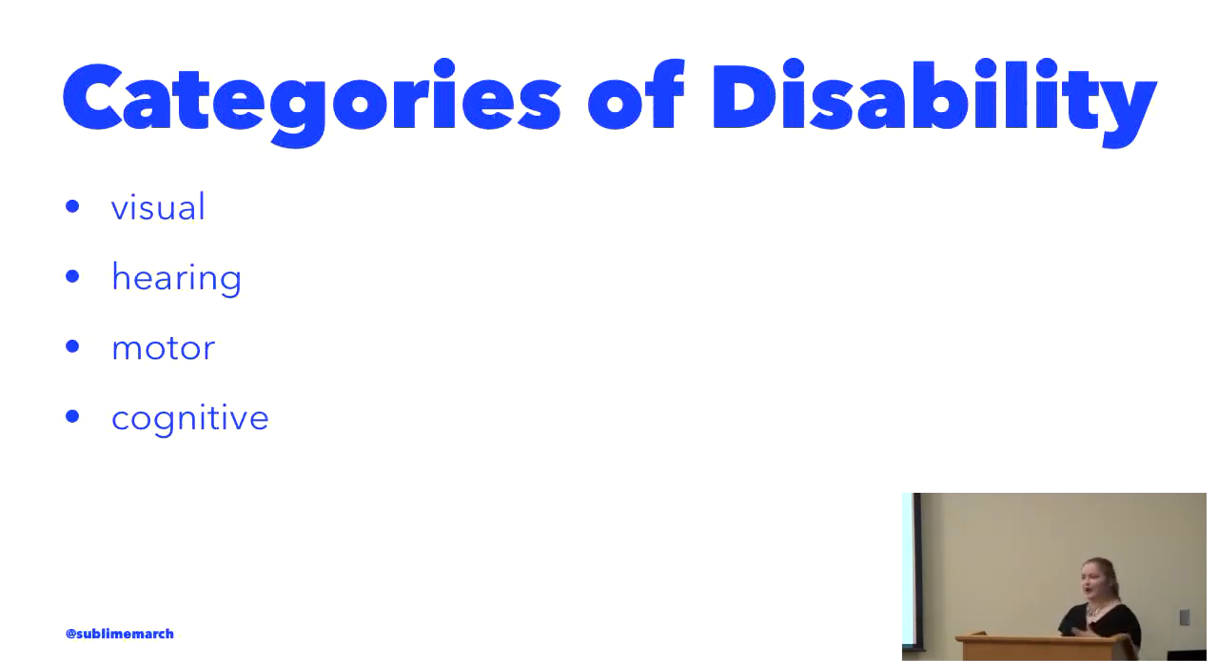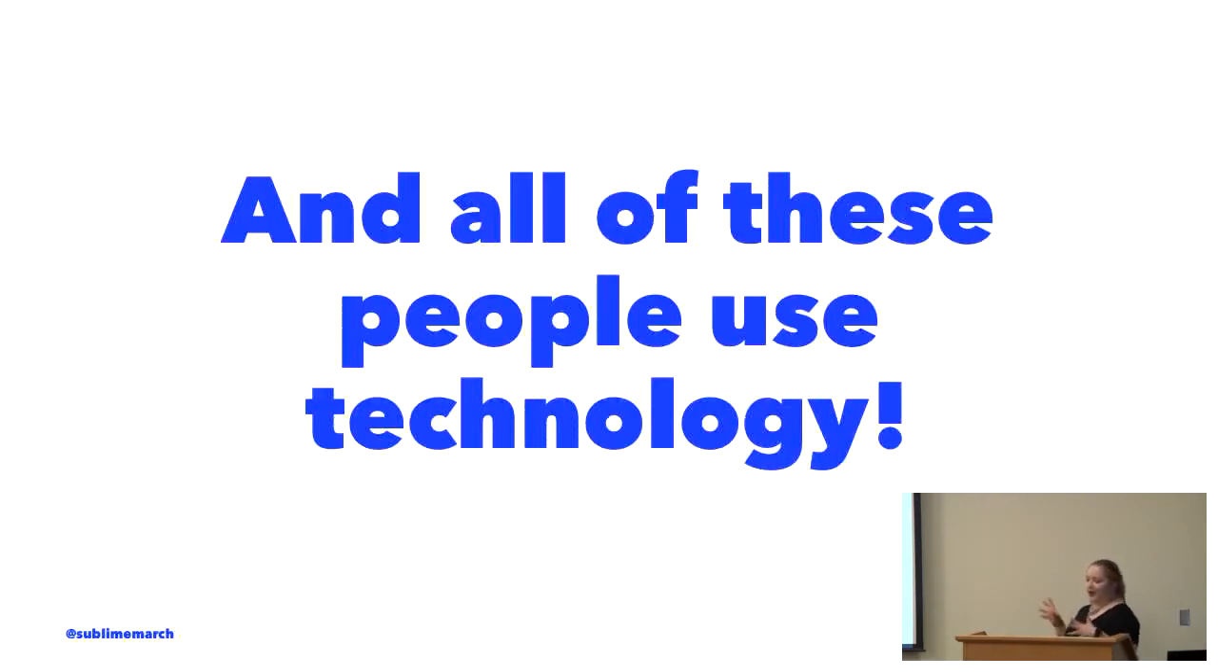And then the important thing to know about all of these people is that they all use technology. Whenever I give a talk like this or a workshop, there's always somebody who's like, wait a minute, what? People who are paralyzed from the neck down are using my website? What? How? Or someone who is completely blind, they're using the app I made? What? Huh? That's a thing that happens? It is. Through this fantastic thing called assistive technology.